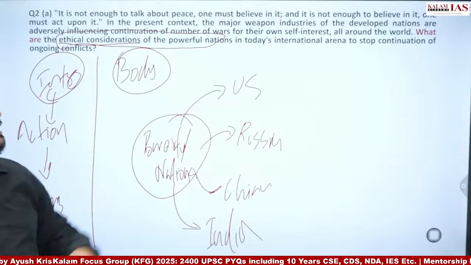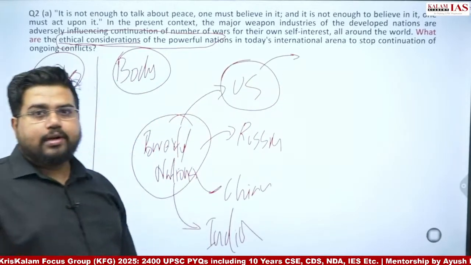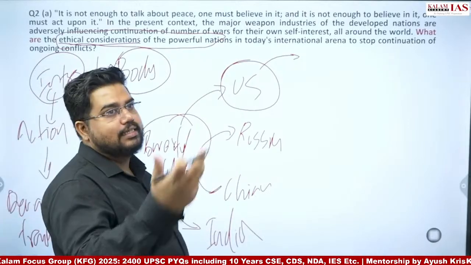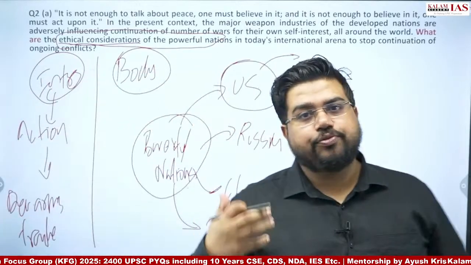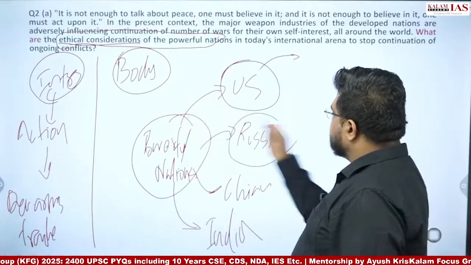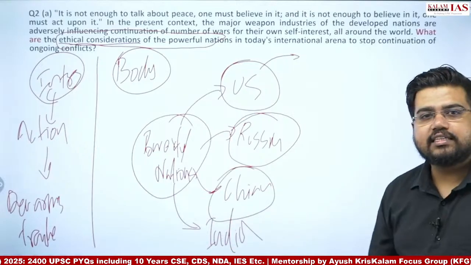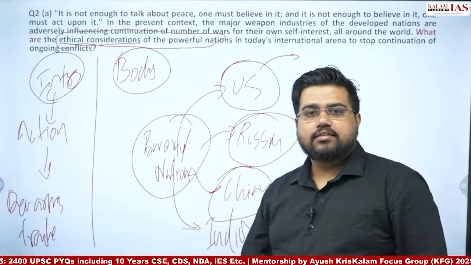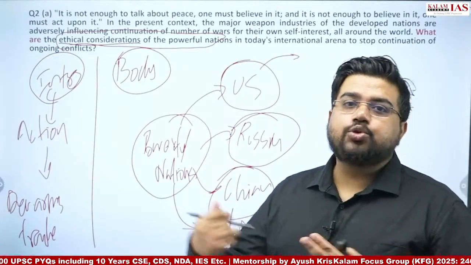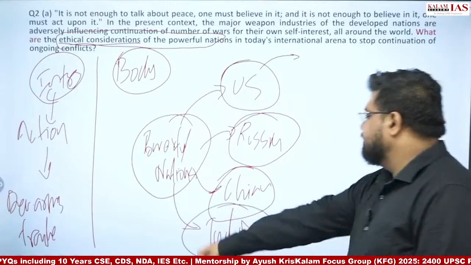Now, what are the considerations of the US? What is the consideration of the US in Ukraine? What is the consideration of the US in Israel? What is the consideration of the US in the Indo-Pacific? What is Russia's issue in Ukraine? What is China's issue in the South China Sea, in the Indo-Pacific? What is China's issue along the borders with India in the Himalayas? What is India's stance on these matters?